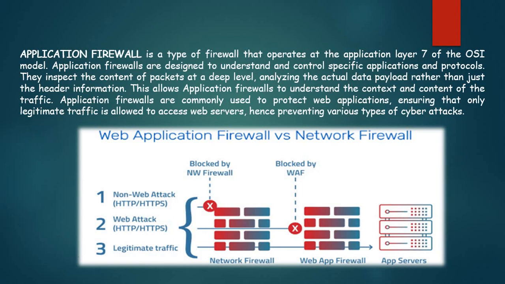Now coming to application firewall, a type of firewall that operates at the application layer, which is layer 7 of the OSI model. Application firewalls are designed to understand and control specific applications and protocols. They inspect the content of packets at the deep level, analyzing the actual data payload rather than just the header information. This allows application firewalls to understand the context and content of the traffic.